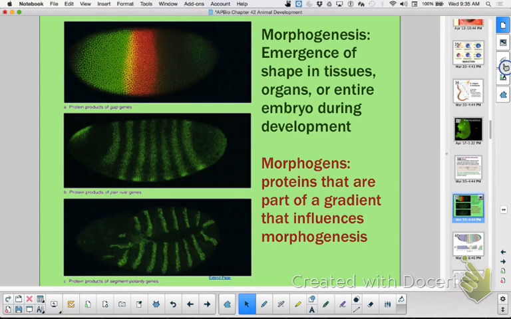Okay, now, got the difference here? Okay.